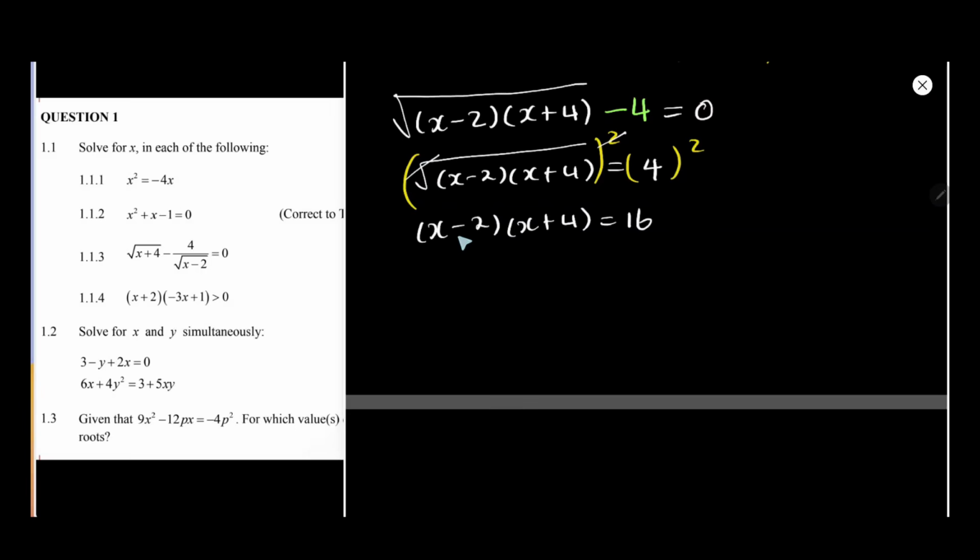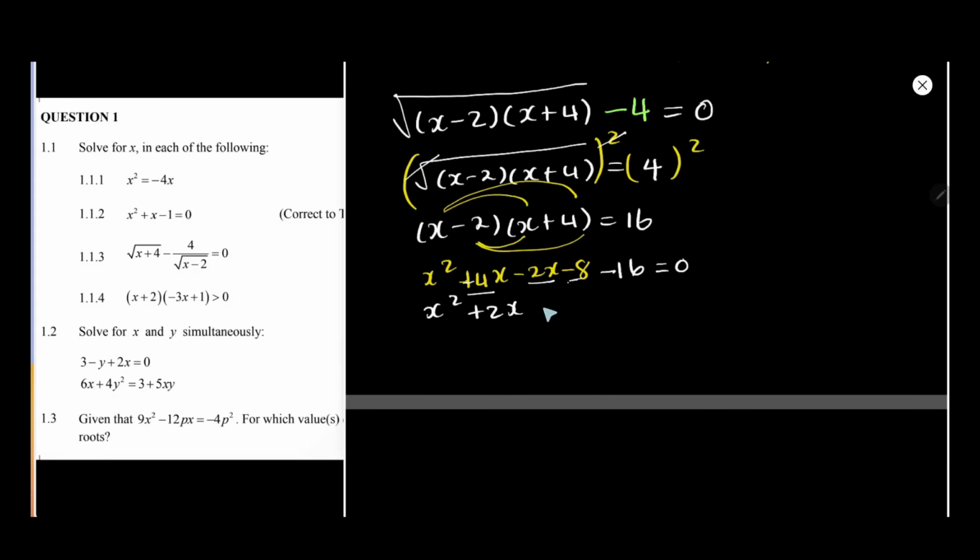Okay, so we can go ahead and just FOIL this out. So we're going to have x squared, then positive 4x, and then we have a negative 2x, and then we have a negative 8, and then we can just take 16 over and it becomes a minus 16, is equal to 0. Okay, and then we're going to have x squared, then positive 4x minus 2x, that just gives us positive 2x. Then negative 8 minus 16, that is negative 24, is equal to 0.